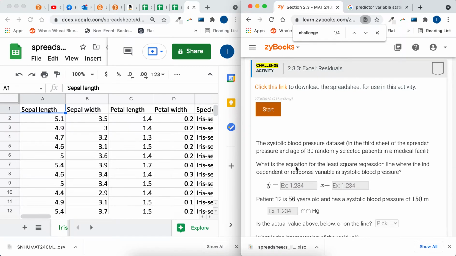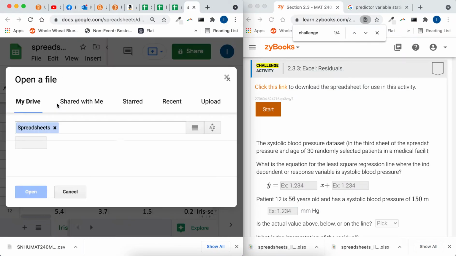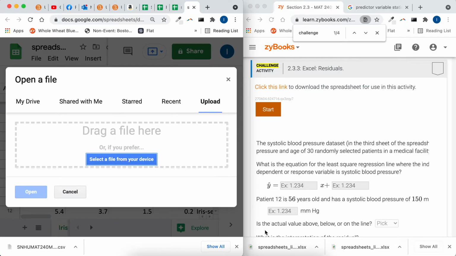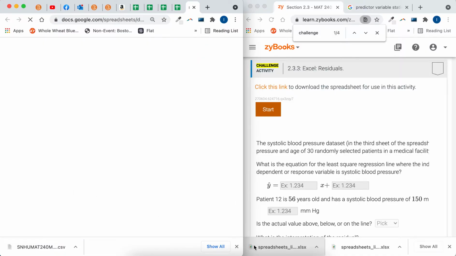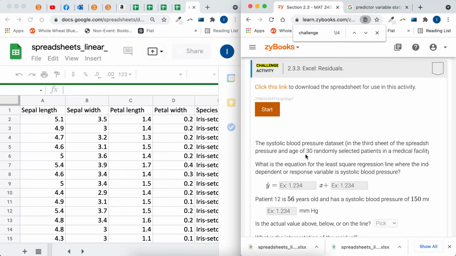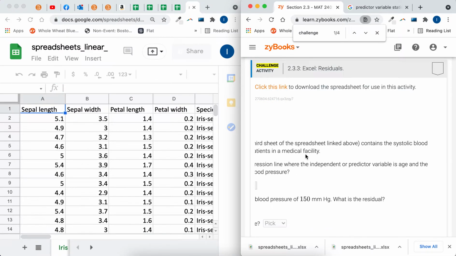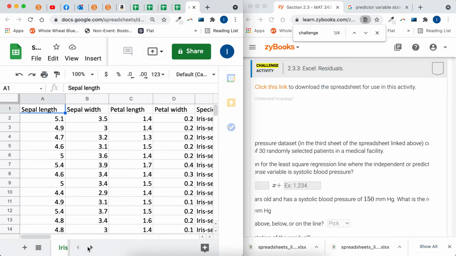Oops, I think I definitely got the wrong data set here. So let's download this. Let's upload it. Hope I got the right one here. You just normally double click to open it in Excel, you know. Oh, man, it's still doing sepal length. In the third sheet, oh, it's in the third sheet. So I did have the right data set.